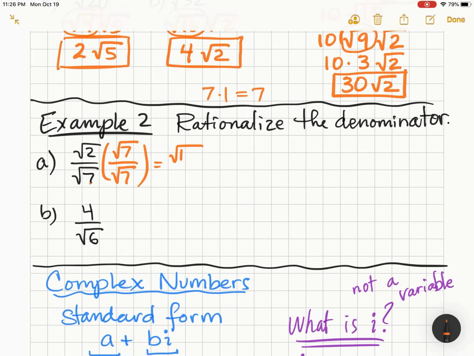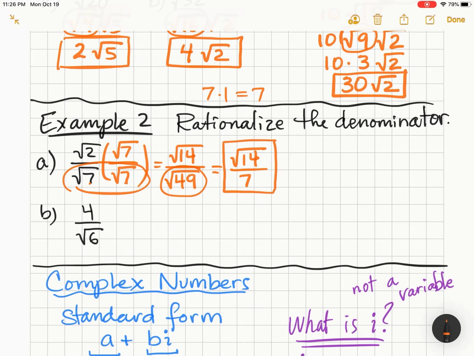So now I have the square root of 14 on top and the square root of 49 on the bottom. By me picking matching numbers, that's really just 7 squared. So the square root of 49 is 7. So from the beginning, I knew that when I multiplied those together, I was just going to get 7. Now, important to know that you're done. You cannot divide this 7 into the 14. Only radicals with radicals.